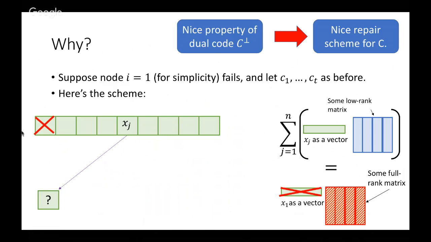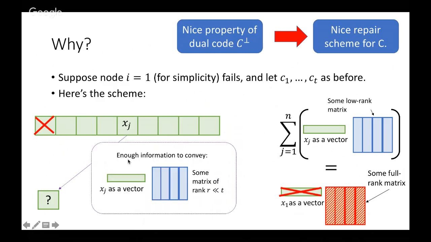It looks like this. Here's my code word with my missing node that I want to repair. Here's the replacement node, where I want to figure out what the contents were. And then each surviving node needs to send something. So what's it going to send? Well, it's going to send exactly enough information to convey this thing. That's itself as a vector, which it knows, times this low rank matrix. And this low rank matrix just depends on the code. So this is public, everyone knows it ahead of time. The only thing that's private to this node is its own contents.